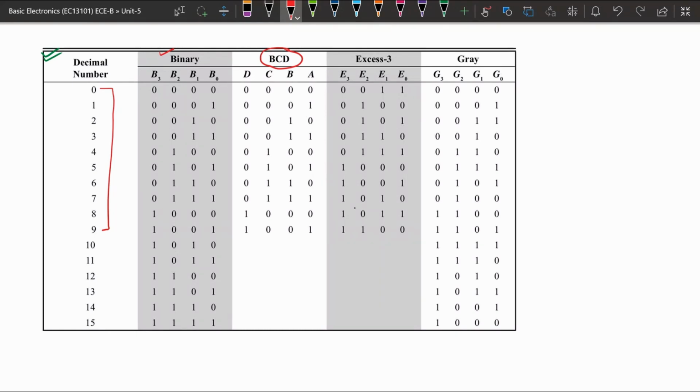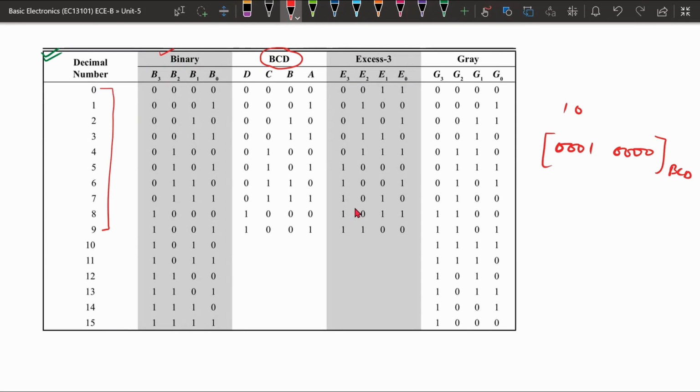If we want to represent 10, it will be represented as 0001 and 0000 in BCD. So this is 10 in the case of BCD. Up to 0 to 9 only, BCD is defined. Similarly, because XS3 is the addition of plus 3 to BCD, XS3 is also defined only up to this range. And gray code is defined from binary.